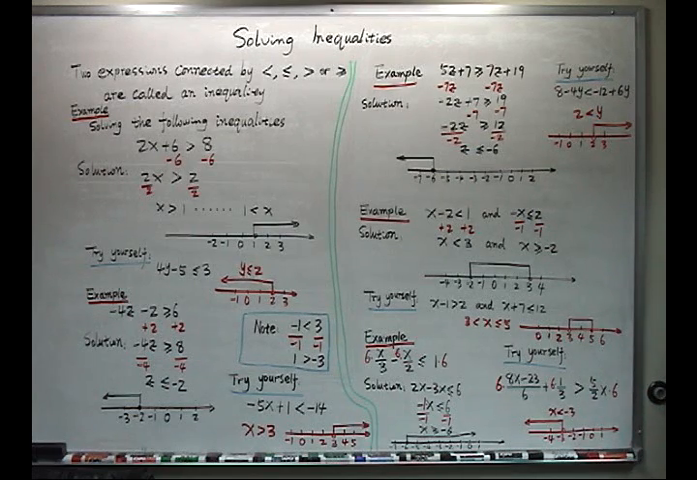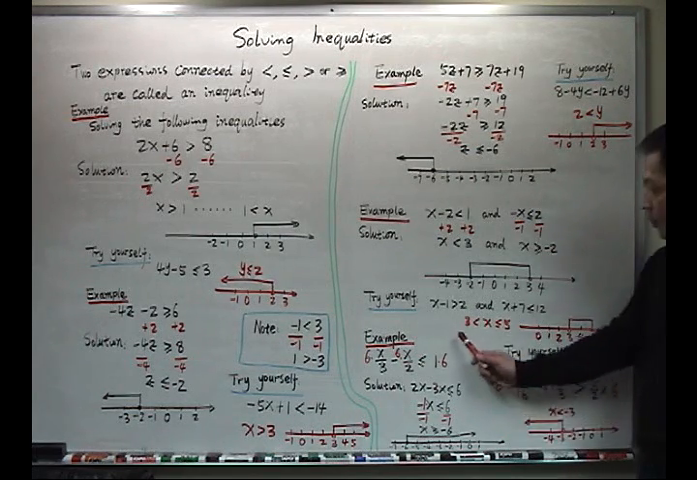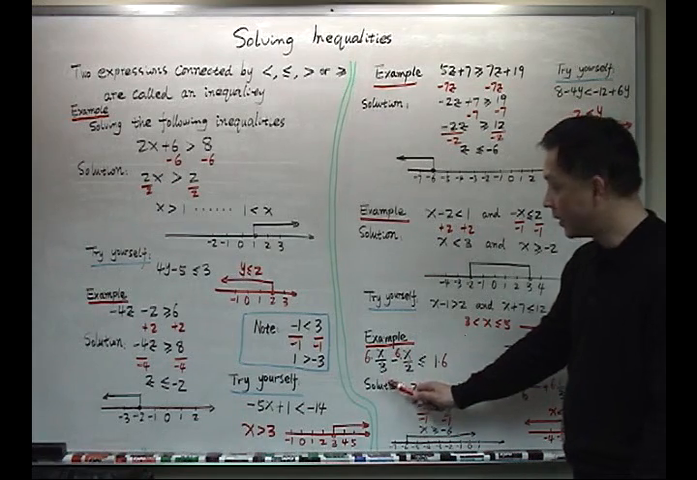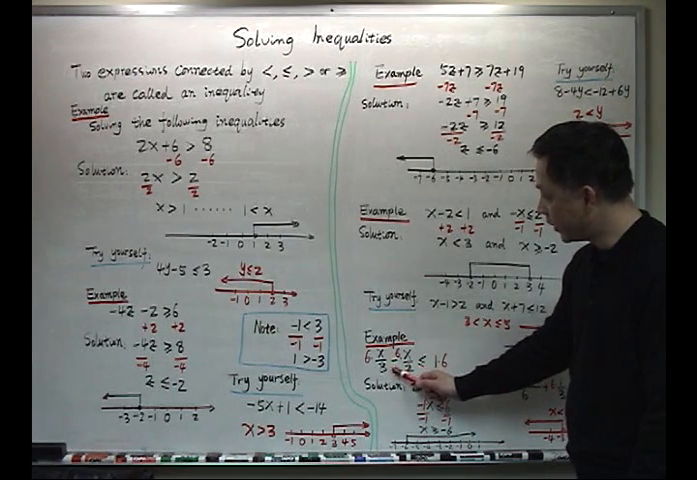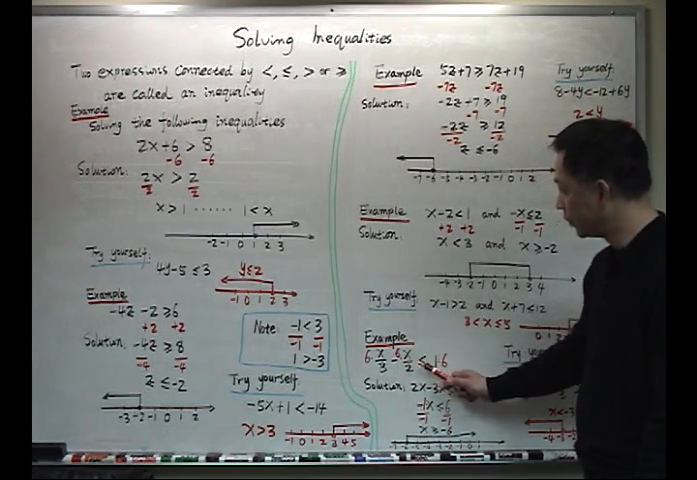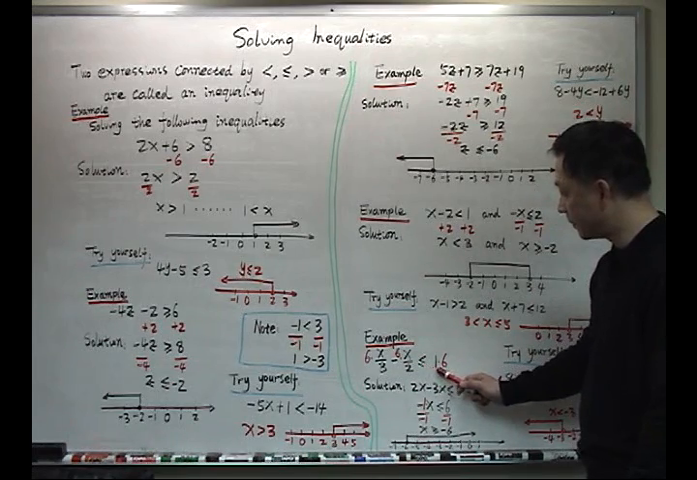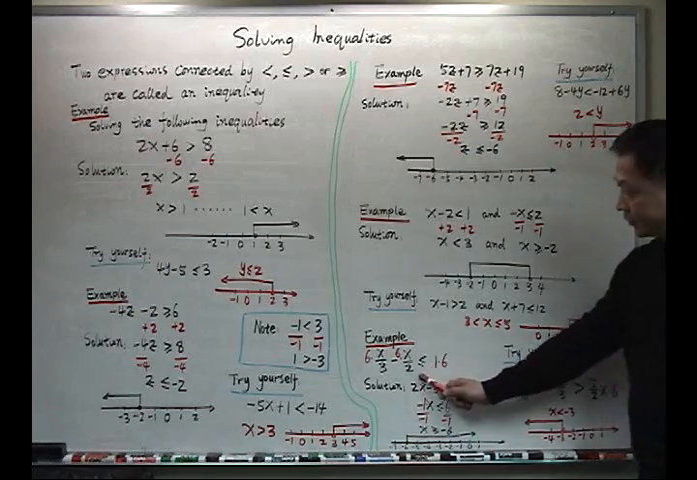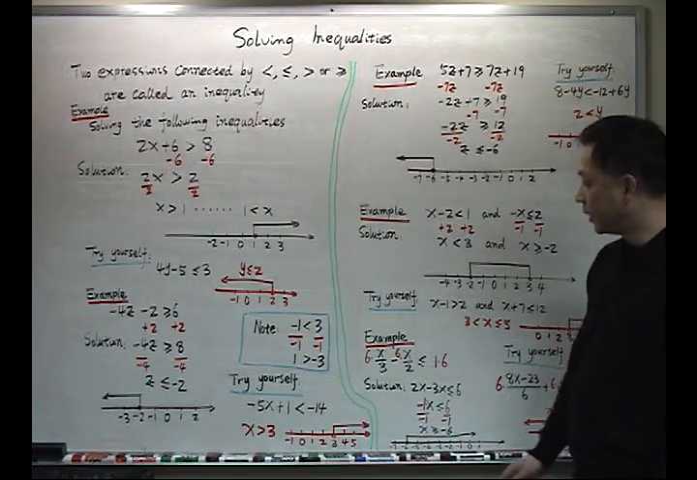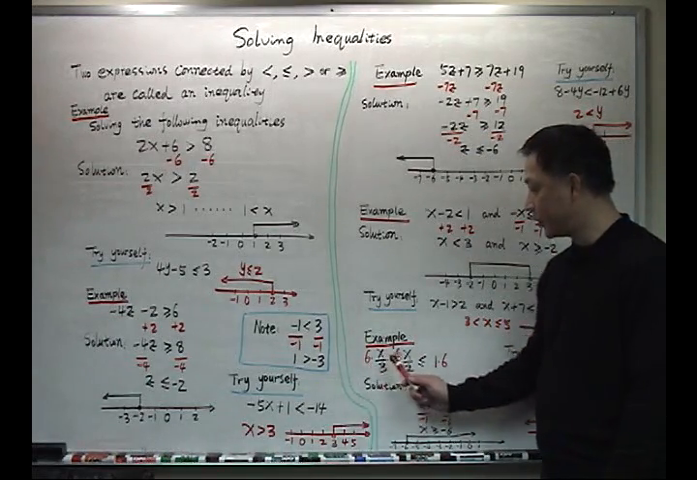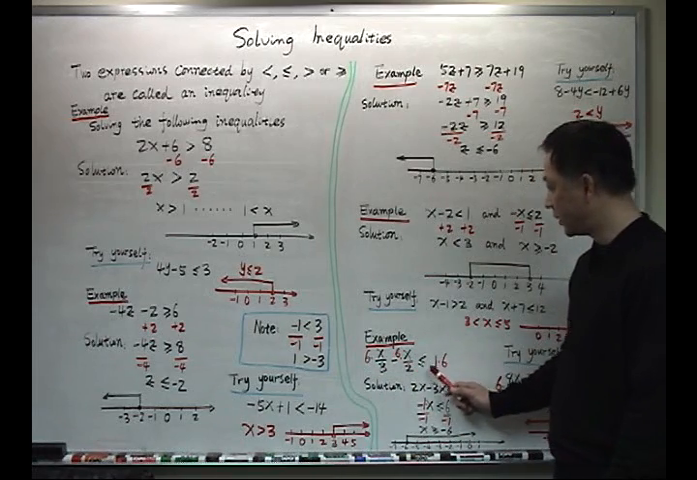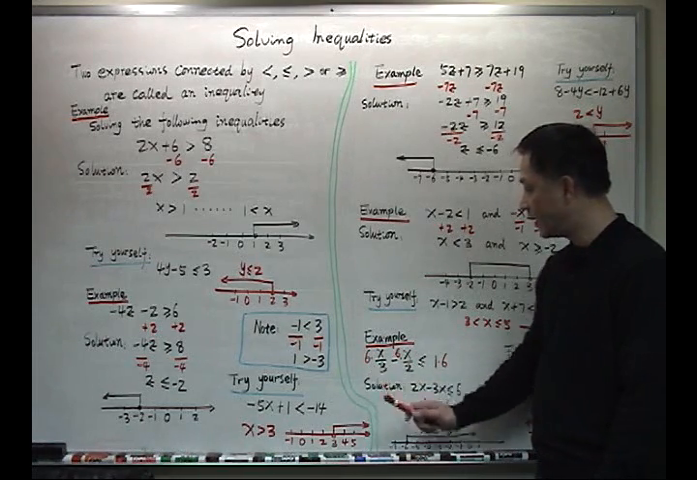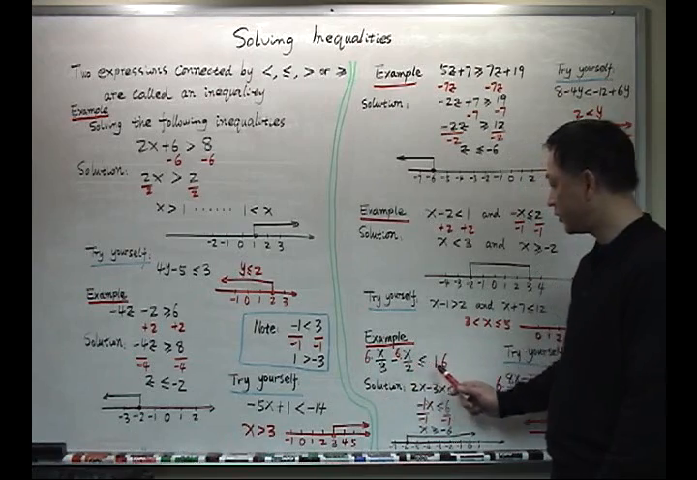Okay? Now, let's look at the last example. The last one is x over 3 minus x over 2 less than or equal to 1. You don't like denominators, so you find the least common denominator, which is 6, times every term. Times 6, times 6, times 6.